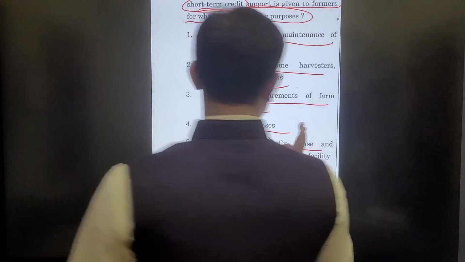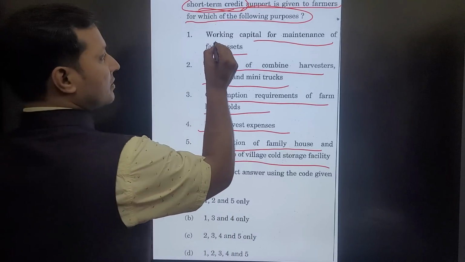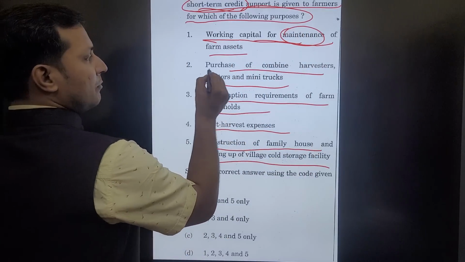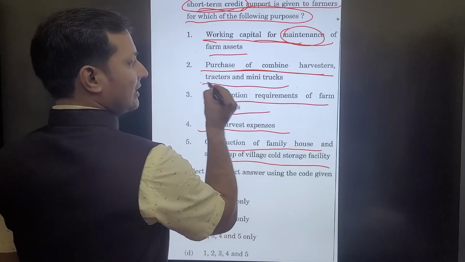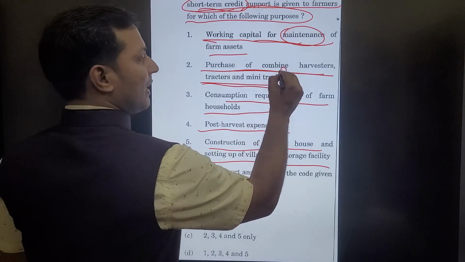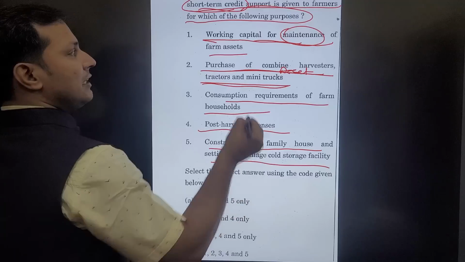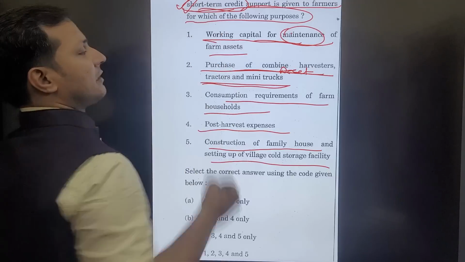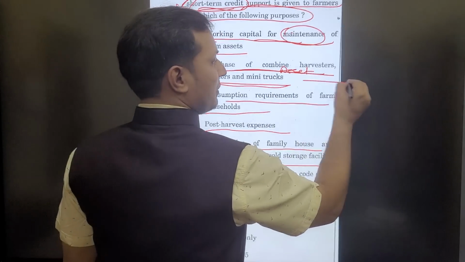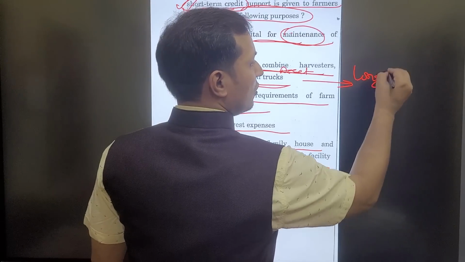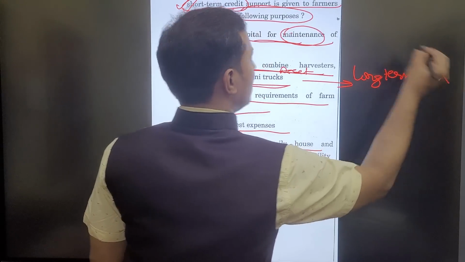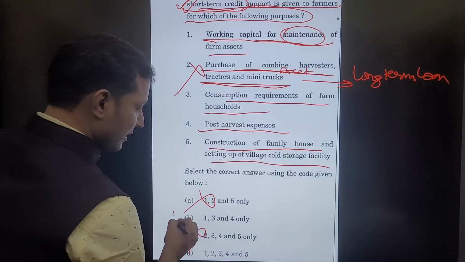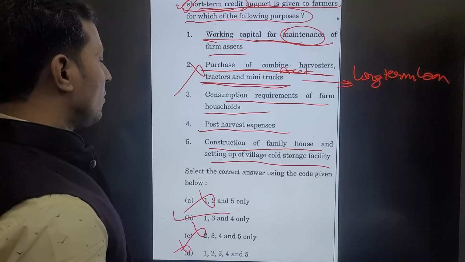Guys, 2 elimination tricks work here. First of all, you see the first statement, working capital for maintenance of assets, and here you see purchase of combined harvesters, tractors and mini trucks. This is a kind of asset, purchase of asset. Obviously maintenance and purchase both will not go together, and since it is saying short-term credit, purchase of harvesters will come in long-term loan. So obviously this will not be in the answer. If we remove this, we get the answer 1, 3 and 4.